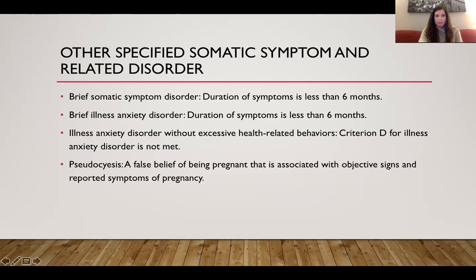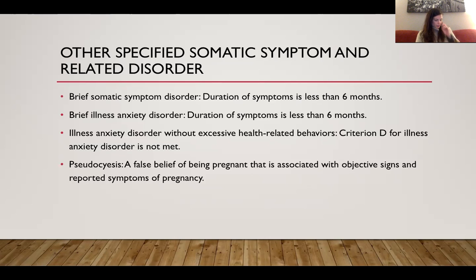Other specified somatic symptom and related disorders. Brief somatic symptom disorder can occur, and this is when someone has the somatic symptom disorder criteria, but they don't meet the duration of 6 months of symptoms. Brief illness anxiety disorder. Again, the duration of symptoms is less than 6 months. Illness anxiety disorder without excessive health-related behaviors means that criterion D for illness anxiety disorder is not met. And pseudocyesis, I don't know if I'm saying that correctly, is a false belief of being pregnant that's associated with objective signs and reported symptoms of pregnancy. So those are the other diagnoses that could be there.